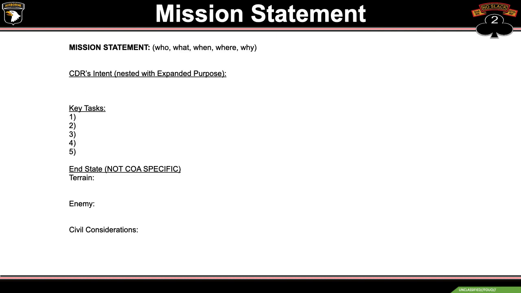So now this takes us to the second paragraph of the operation order, which is just the mission statement. Within this, it's just one sentence. It's going to be who, what, when, where, and why. Who would be, such as, HC Mortar Platoon destroys enemy logistics center no later than a certain time, date, group, and then the purpose: to allow friendly forces freedom of movement. That's just a quick example off the top of my head.